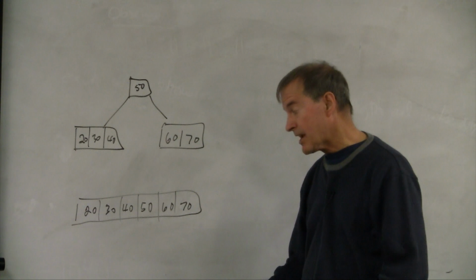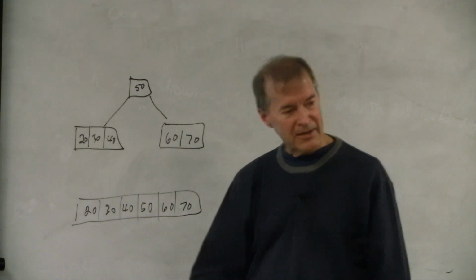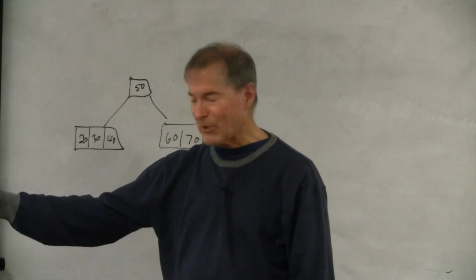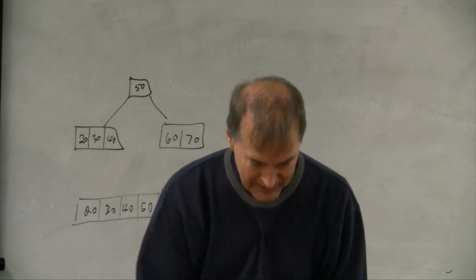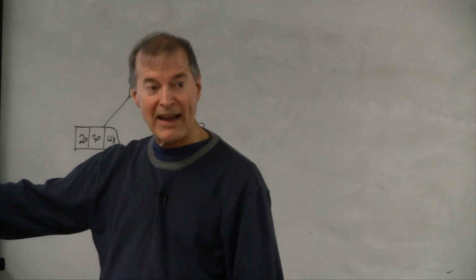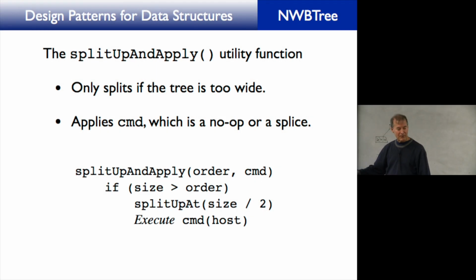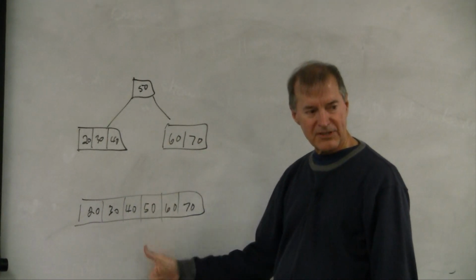The only thing that might not be maintained is the size. But that'll be fixed up on the way up, because we know how to fix that size. What's our fix-up? Split up and apply. And when does split up and apply execute? Look at your code on your paper. What's the first statement in split up and apply? If size is greater than order. So on the way back up, it'll fix that up.